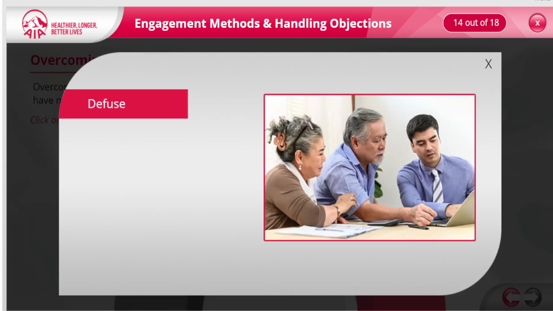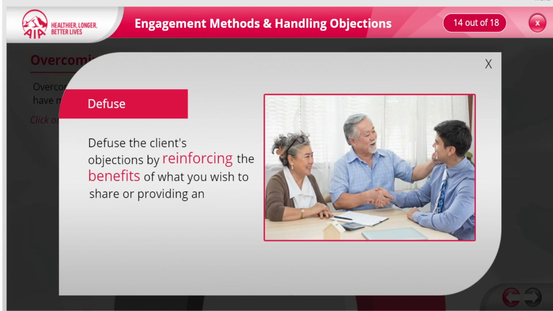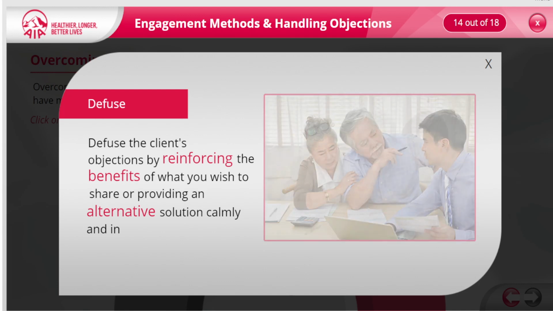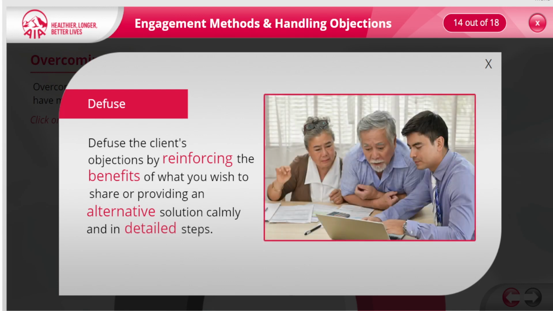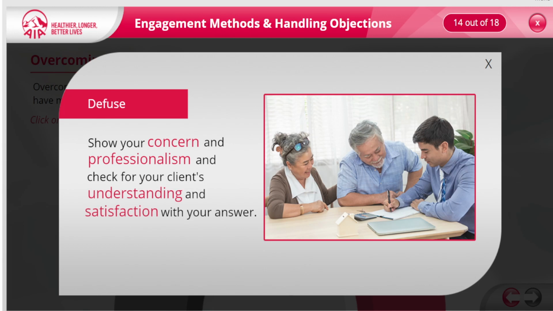The third tool is Diffuse. Once your client is more comfortable, diffuse their objections by reinforcing the benefits of what you wish to share with them. Ascertain if you think you can provide an alternative or a solution that will solve the objection. If you think you can solve the objection, calmly lay your solution on the table. Be specific on the steps you would be able to take to diffuse your customer's concern. Show concern and professionalism. Check for your client's understanding and satisfaction with your answer.